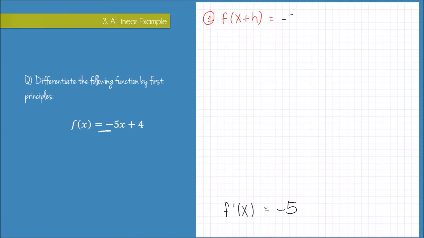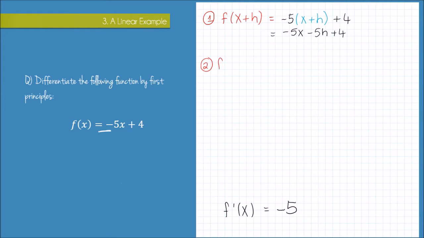So we have minus 5, and instead of x, we write x plus h, and then plus our constant of 4 at the end. Now I'll simplify that by multiplying out the bracket, giving us minus 5x minus 5h plus 4. And we can't simplify that any further, so we go on to step 2.